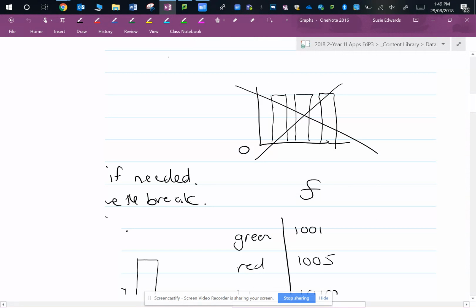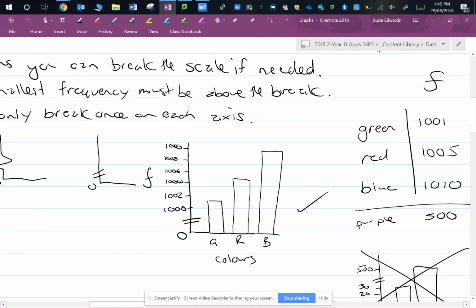However, if you break the scale on that and you break it at 0, go to 1,000, you can see the difference between them and you're aware that they're all above 1,000. Can you guys see the difference between that? So that's the reason why you break the scale. Yeah, so you can actually see it better, okay? You can see the patterns better.